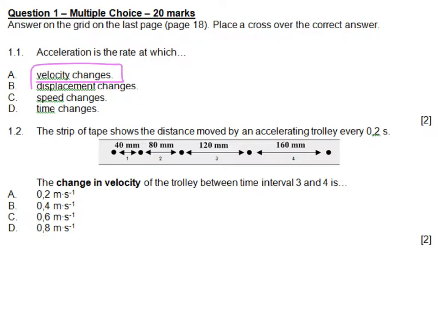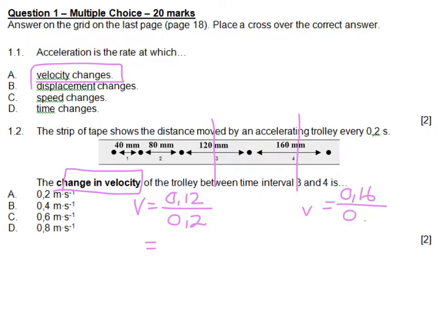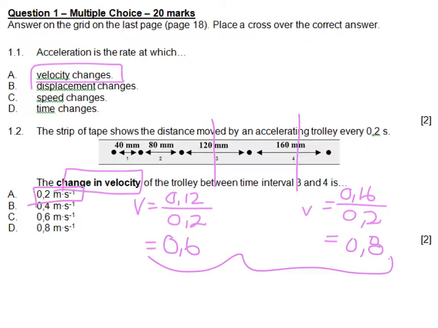So the change in velocity between interval 3 and 4 is, so I first have to get the velocity at each interval, and the velocity is equal to displacement, which is 0.12 meters divided by 0.2 seconds for 3. And then you've got velocity for 4 is 0.16 divided by 0.2. And you've got 0.6 over here and 0.8 over here. So what is the change in velocity between those two? It's going to be 0.2 meters per second.